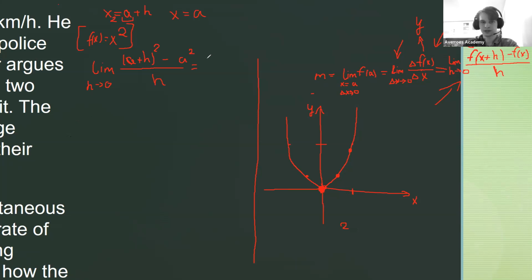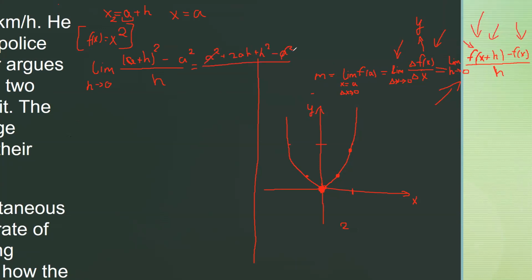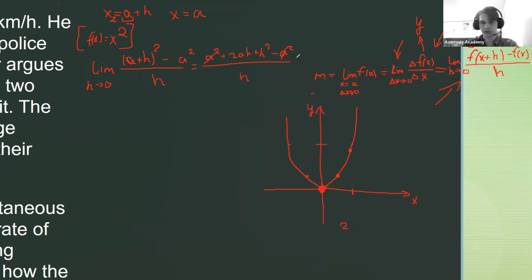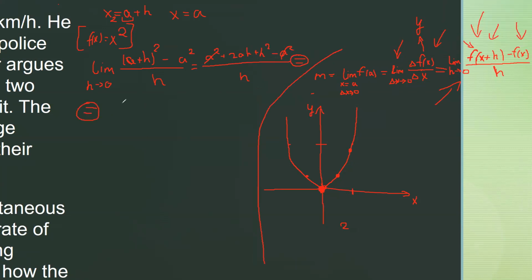If we follow to simplify it, we're going to get a squared plus 2ah plus h squared, subtract a squared. These terms are simplified, over h. So then you're left with 2a plus h, over h, and we move here, 2a plus h, h is equal to 0.